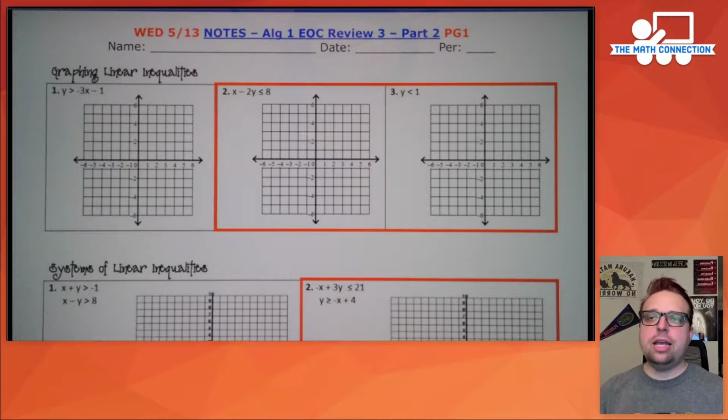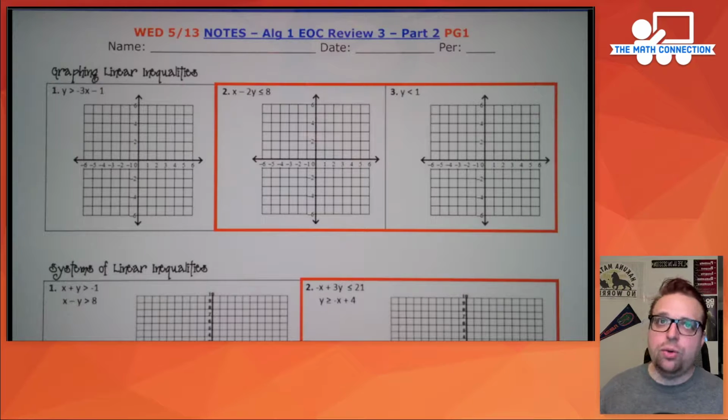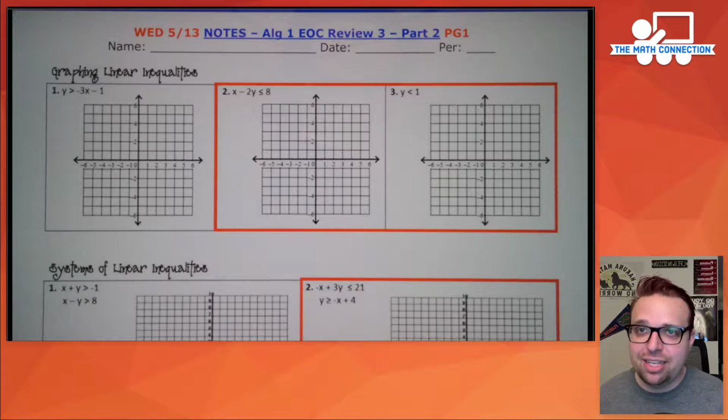The first thing we're talking about today is going to be graphing linear inequalities. Okay, so remember, an inequality versus an equation. In an inequality, you have a less than or a greater than, or could also be less than or equal to, or greater than or equal to, but you absolutely, unequivocally do not have an equal sign. Okay, that's the big difference here.